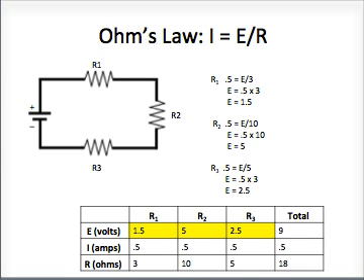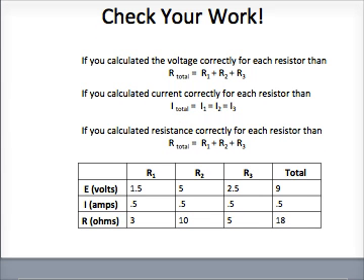For resistor 1, we know that the voltage, E, divided by the resistance of 3 ohms, yields a current of 0.5 amps. Rearranging our equation to read E equals I times R, or current times resistance, we get E equals 0.5 times 3. Therefore, E equals 1.5. We follow the same process for each resistor to get a voltage of 5 for resistor 2 and 2.5 for resistor 3. Our table is now complete.